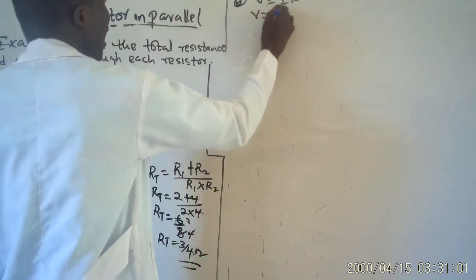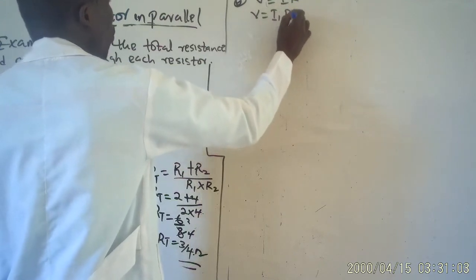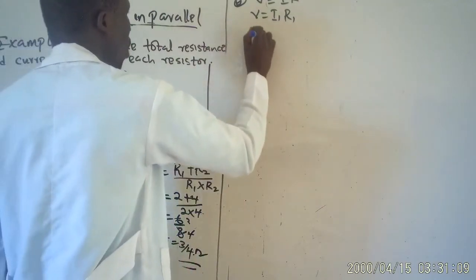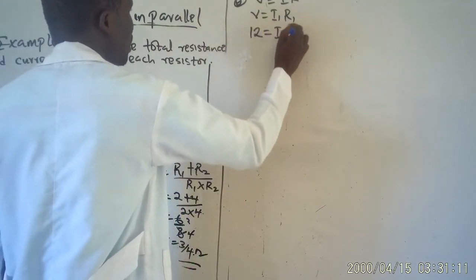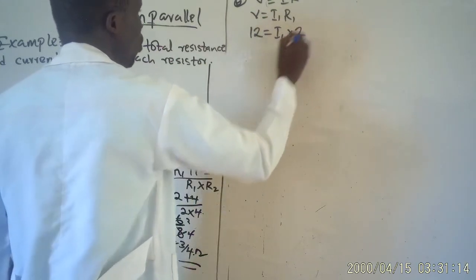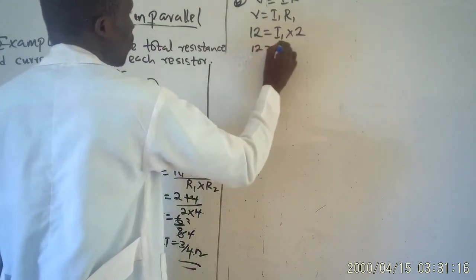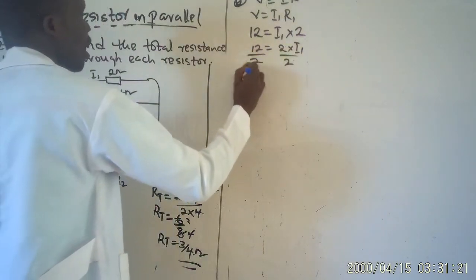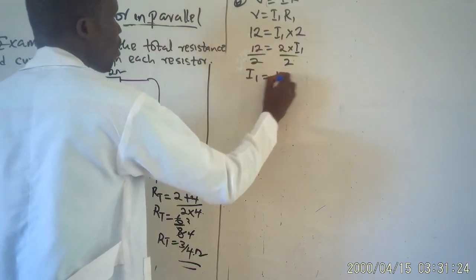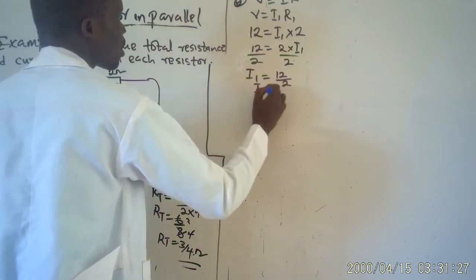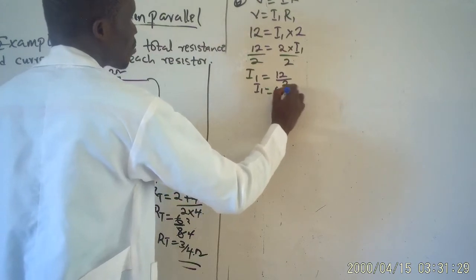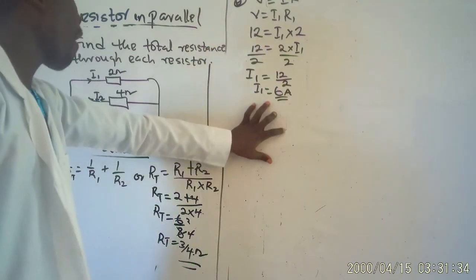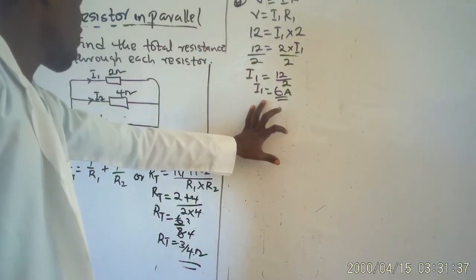V will be I1 times R1. V is the voltage, 12, equals I1 times 2. So 12 equals 2 times I1. Divide both sides by 2. I1 will give us 12 all over 2. I1 will give us 6 amps. Okay, now this is the current flowing through the 2 ohms resistor.